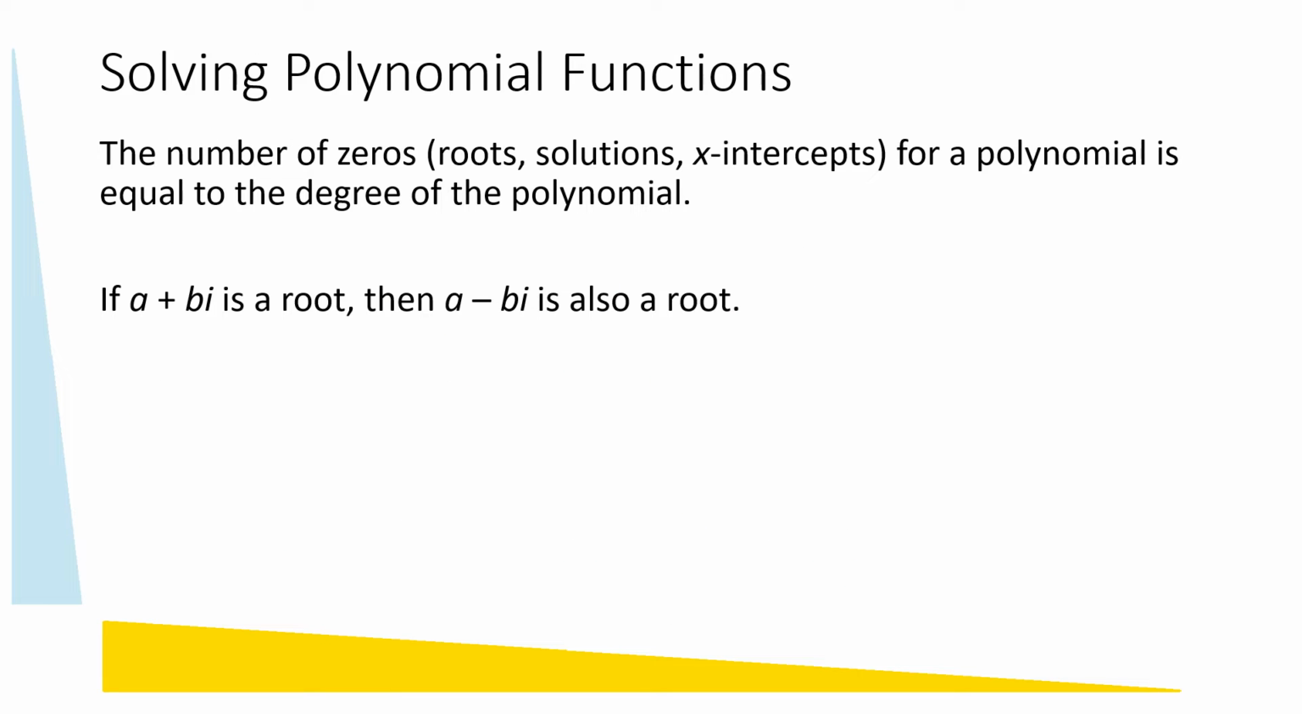We will be using that real rational zero theorem to solve our polynomial functions. A couple other things we want to know about solving is that the number of zeros, our roots or solutions or x-intercepts, remember those all mean the same thing for a polynomial, is going to be equal to the degree of the polynomial. And the degree of the polynomial is the degree of the leading term.